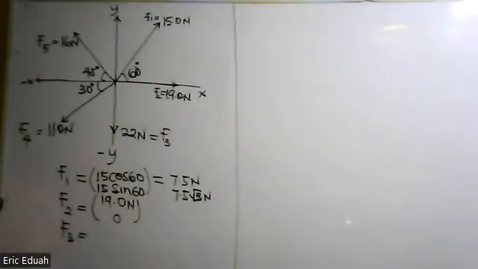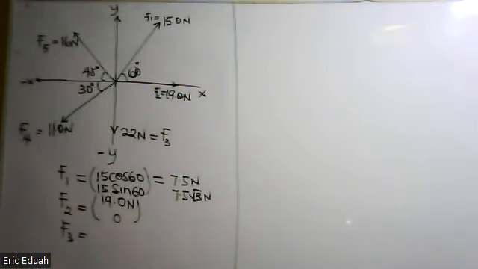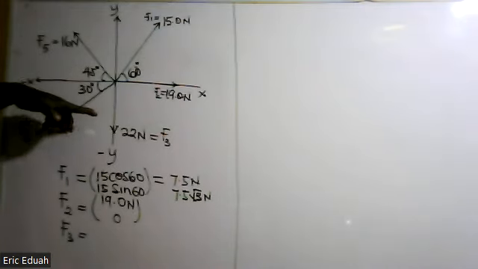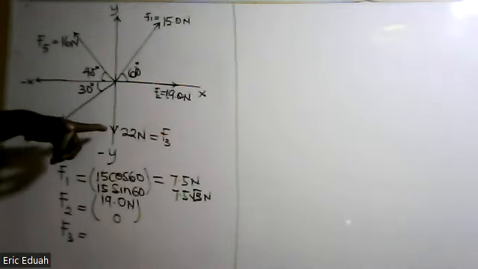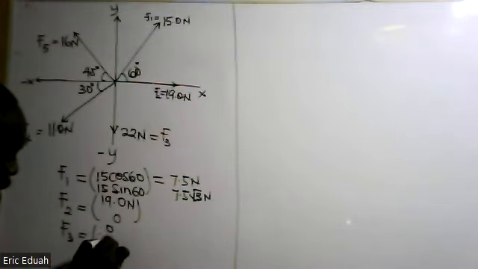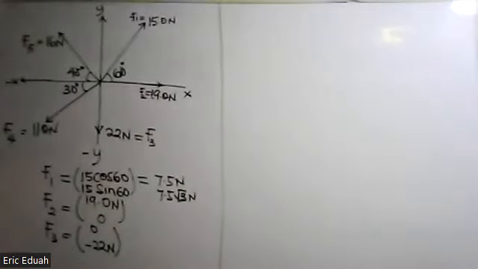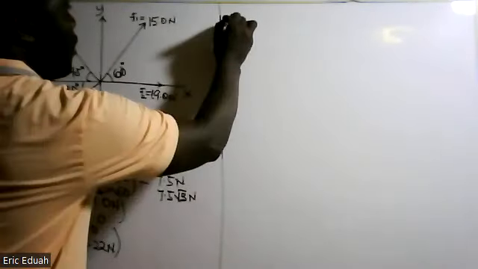F3 is also along the vertical axis. So it has 0 horizontal and then 22 vertical. But because it is along the negative y-axis, the y becomes negative. So 0 minus 22 Newton. I hope you are with me. Yes, please. Okay.